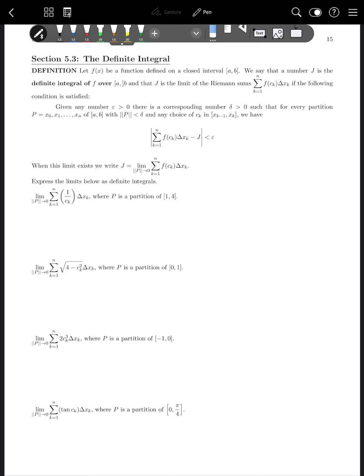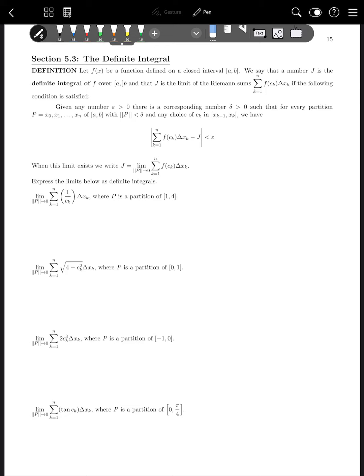Given any number epsilon greater than 0, there's a corresponding number delta greater than 0, such that for every partition P from x sub 0 to x sub n of a, b, with the norm of P being less than delta, and any choice c sub k in x sub k minus 1 to x sub k, we have the absolute value of the sum of f of c sub k delta x sub k minus J is less than epsilon. So in other words, we're defining this using our limit notation.